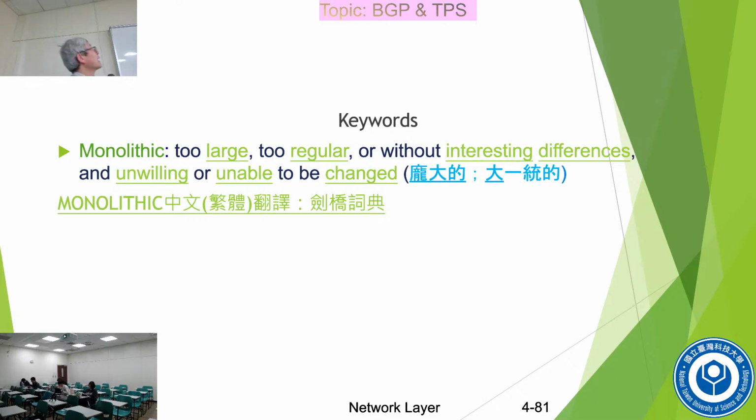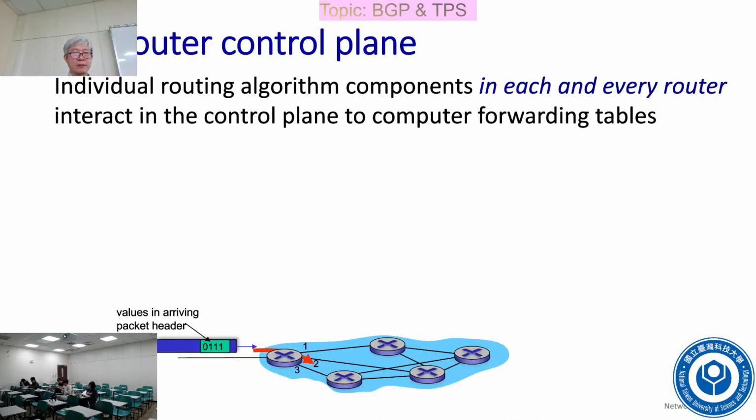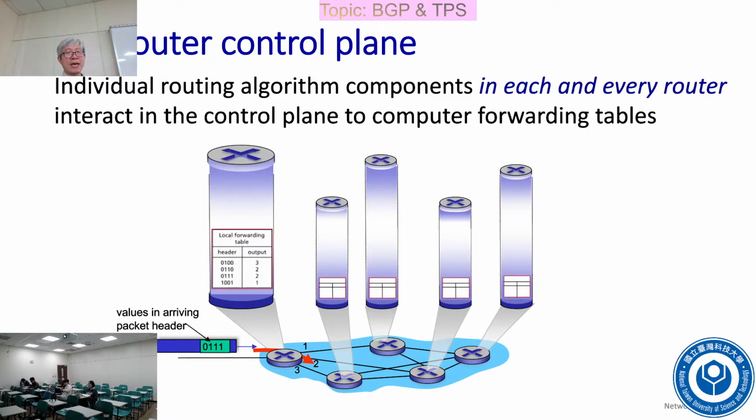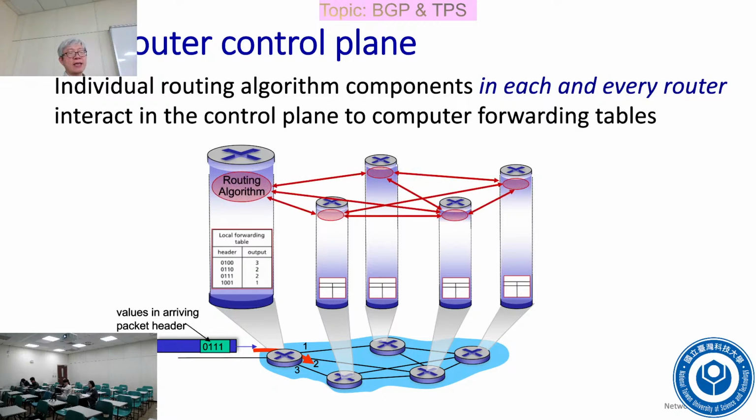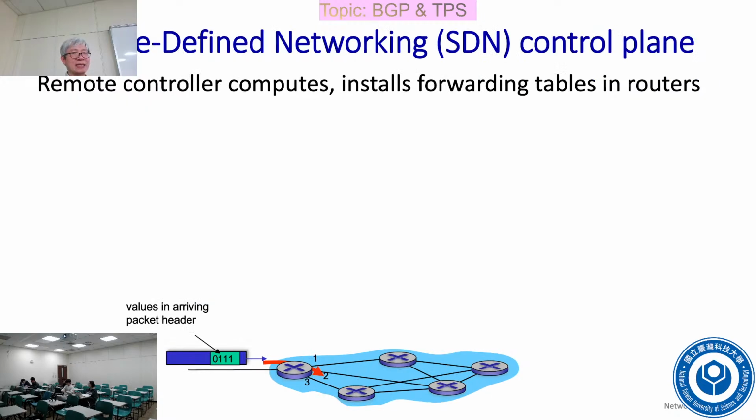This one is for your reference. We have a lot about the control plane. Initially, the traditional one is a per-router control plane based on the router. I think you know this, and I go through it quickly. It allows the router to set its forwarding table. So this is a traditional one, not SDN.